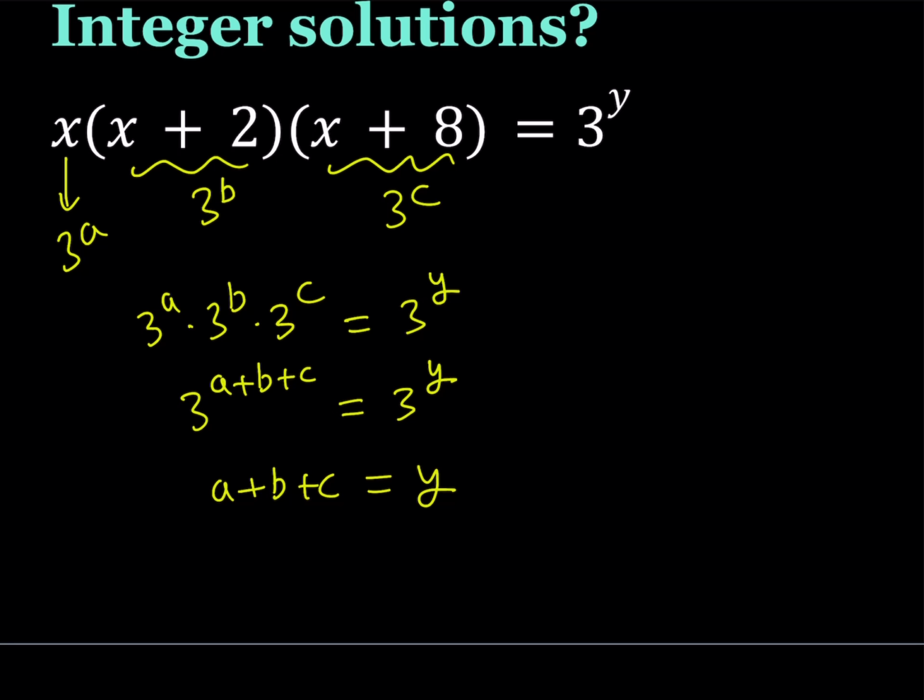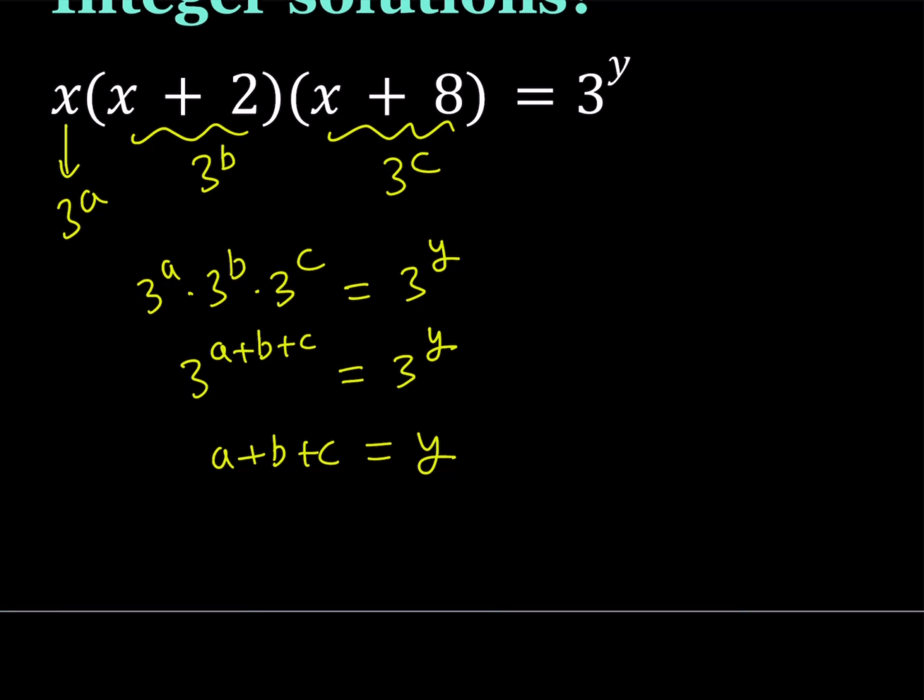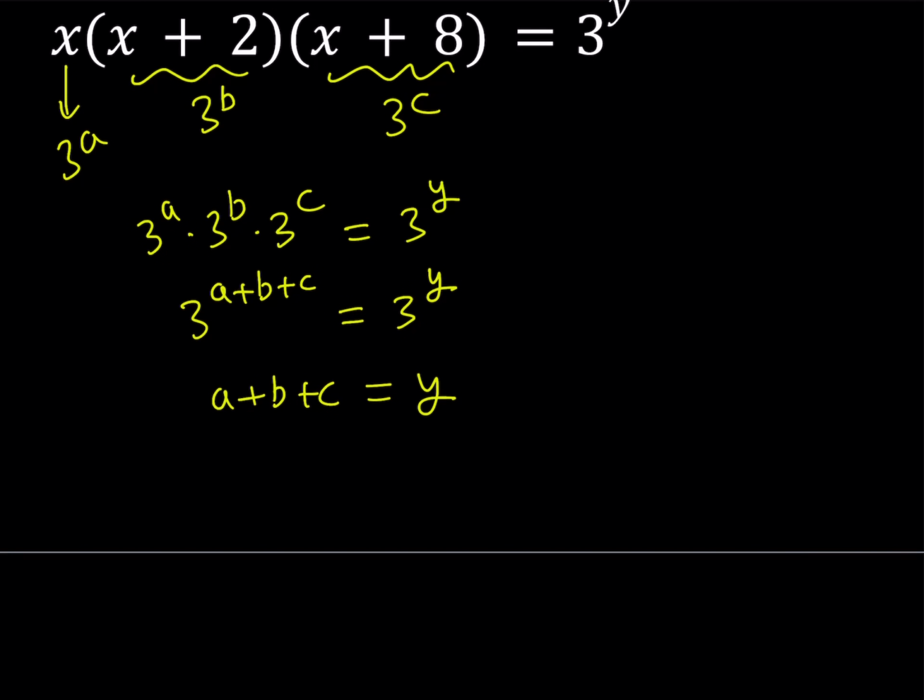But we have our original equation. Notice that x and x plus 2 differ by 2. So they're kind of like consecutive odd numbers or consecutive even numbers; let me not tell you which right now. Since 3 to the power b is x plus 2, and 3 to the power a is x, which is 2 less than that, their difference is going to be 2. Now, this is something that I can factor.